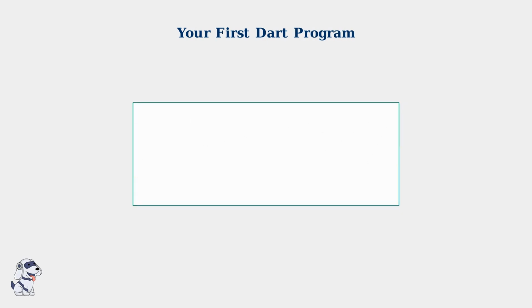Now, let's write our first Dart program. Every Dart program starts with a main function. This is the entry point where your program begins execution. Type the following code exactly as shown. We start with void main, followed by opening and closing parentheses, then opening and closing curly braces.